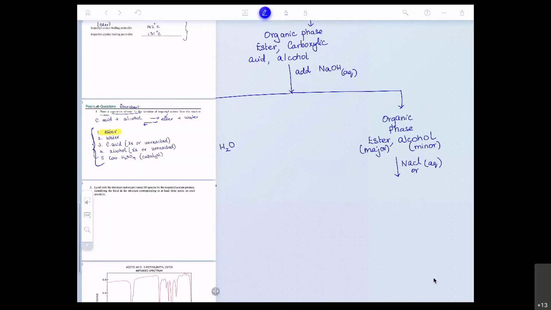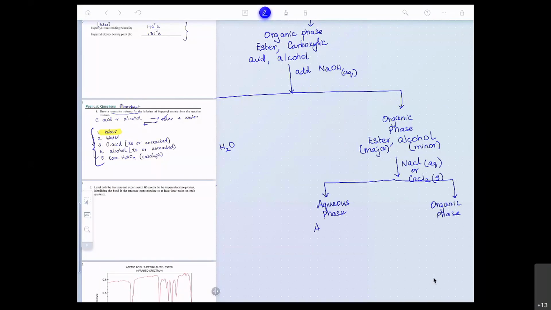Sometimes you can also add calcium chloride, but that's not going to be an aqueous solution, that's a solid. It's not going to divide into two phases if you add calcium chloride, so be careful. If you add aqueous sodium chloride, it's going to divide into two phases. You're going to get an aqueous phase and you're going to get an organic phase.